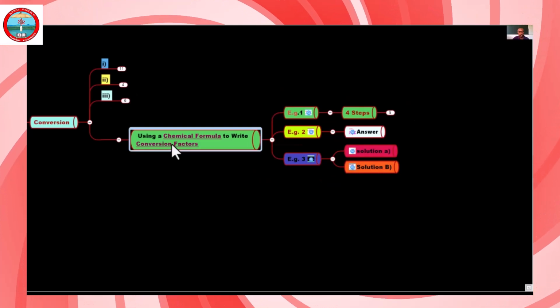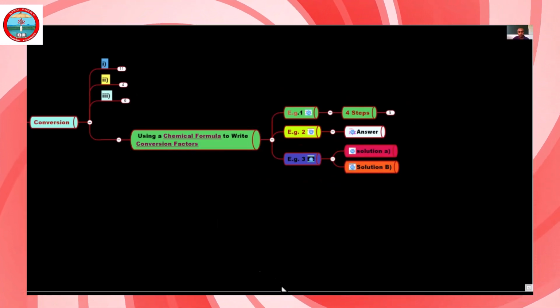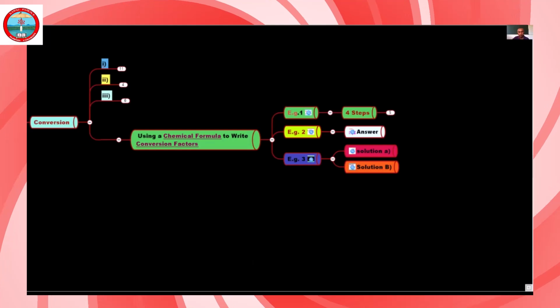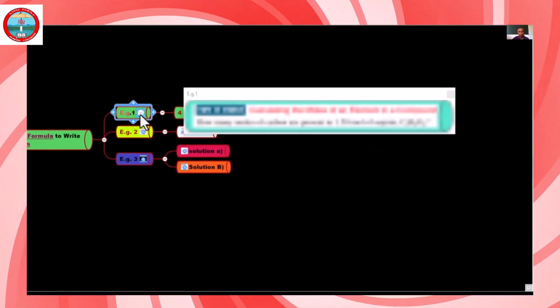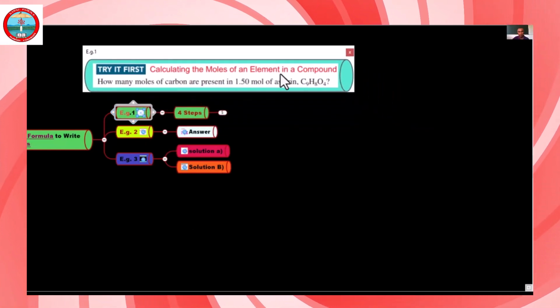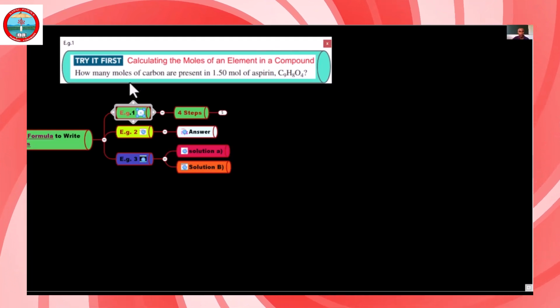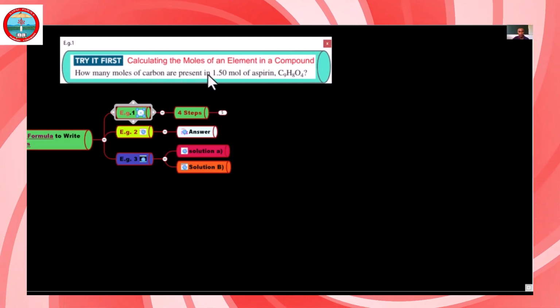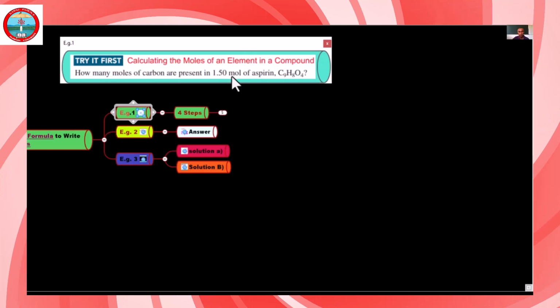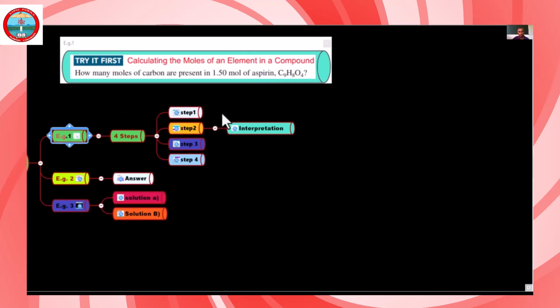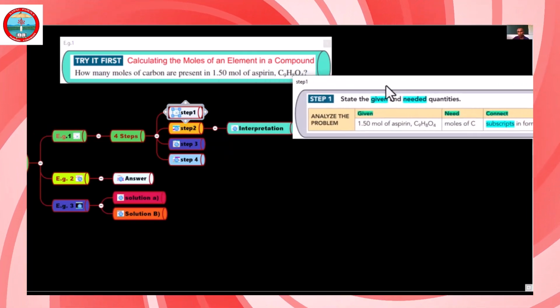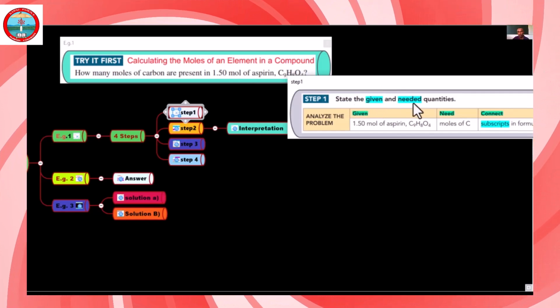Another thing is using the chemical formula to write a conversion factor, and this can again be explained with examples. Example 1: calculate the moles of an element in a given compound. How many moles of carbon are present in 1.50 mole of aspirin? So we will follow 4 steps. The first step is to state the given and the needed.